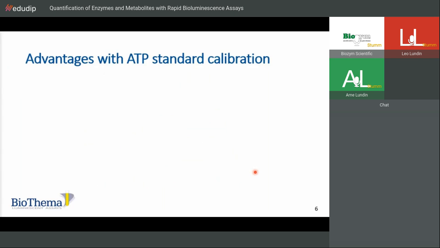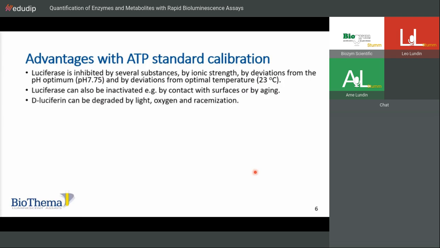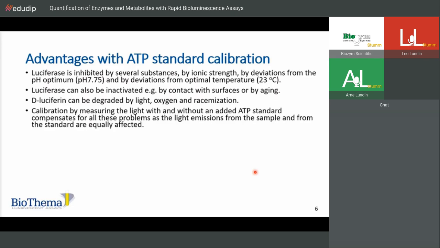There are several advantages with ATP standard calibration. Luciferase is inhibited by several substances, by ionic strength, by deviations from the pH optimum, and by deviations from optimal temperature. Luciferase can also be inactivated, for example by contact with surfaces or by aging. D-luciferin can be degraded by light, oxygen, and racemization. Calibration by measuring the light with and without an added ATP standard compensates for all these problems, as the light emissions from the sample and from the standard are equally affected.